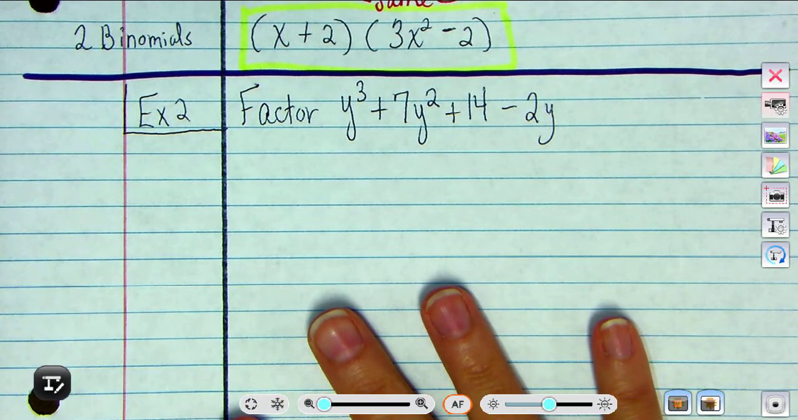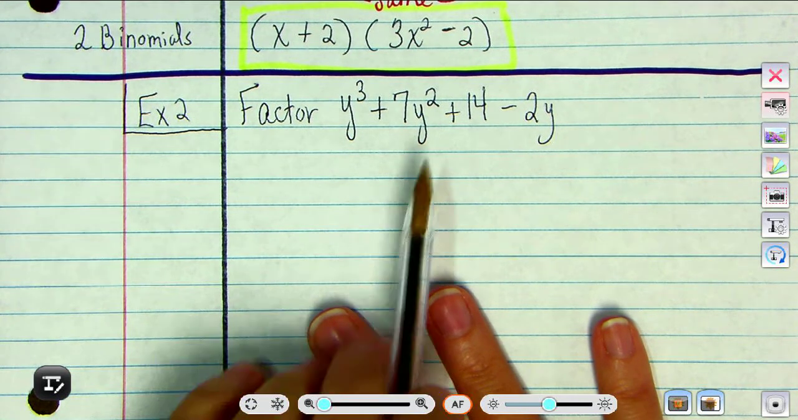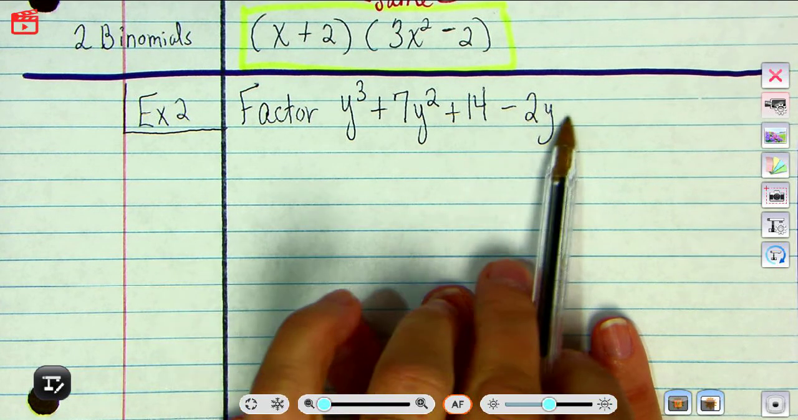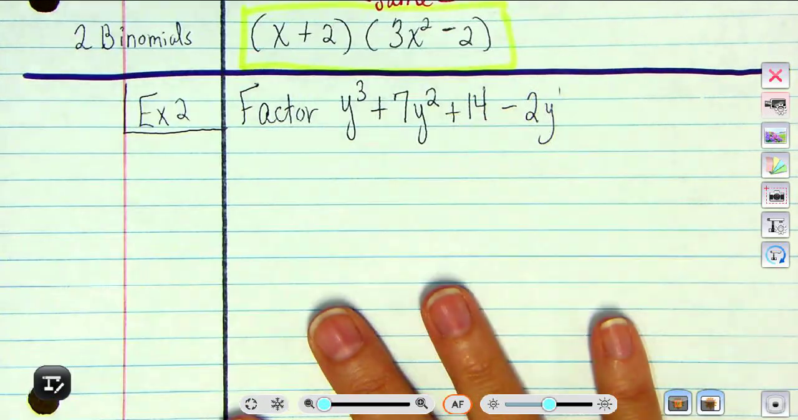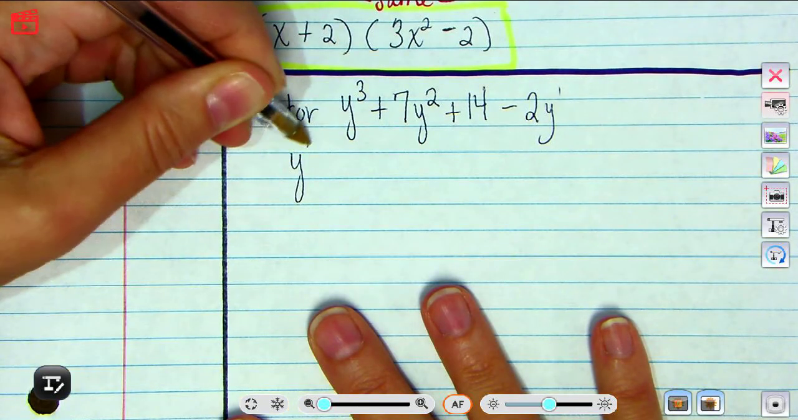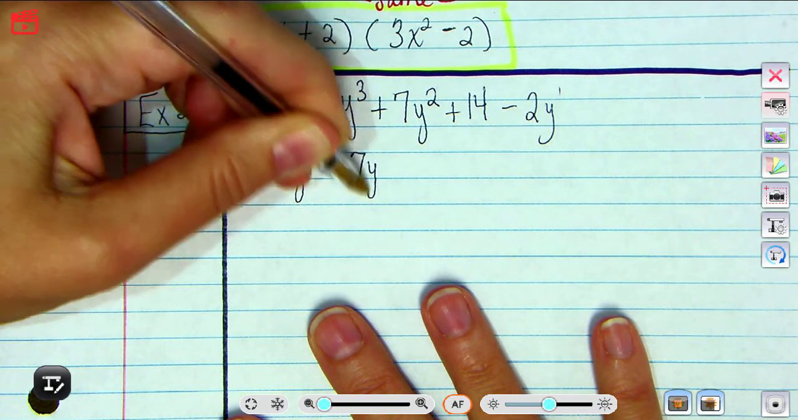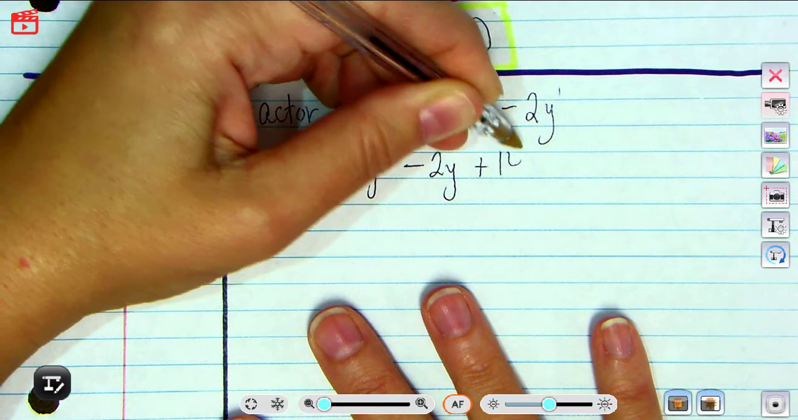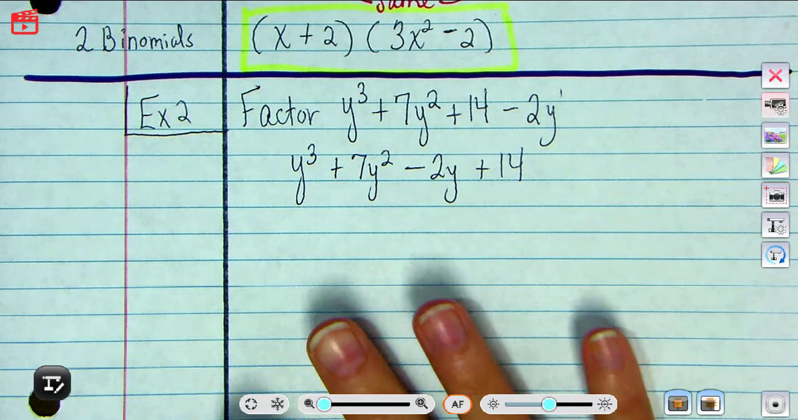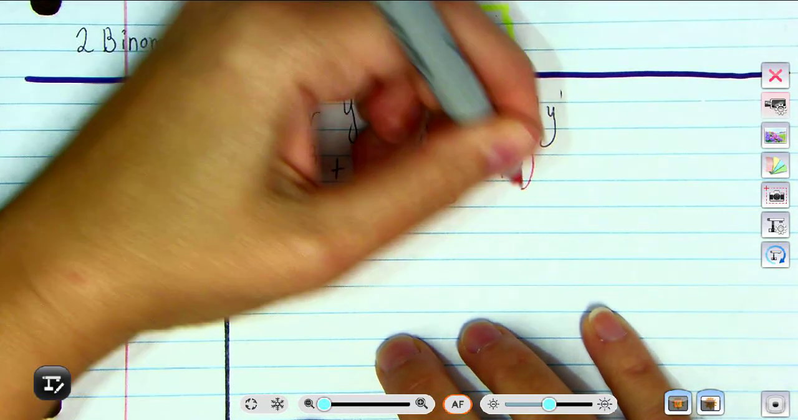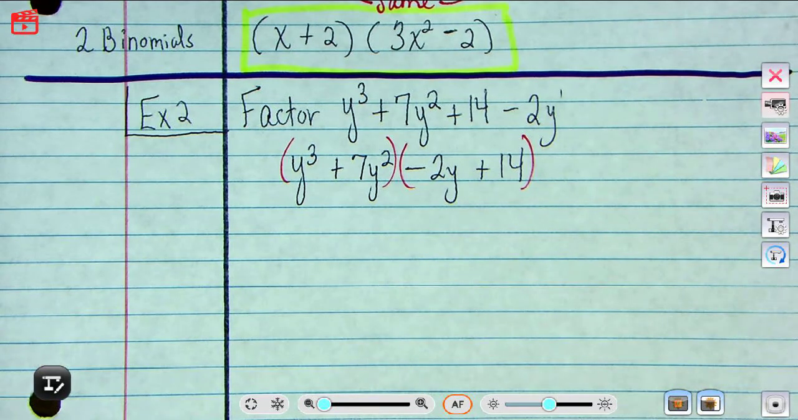First thing, this is not in standard form. Look at your exponents. 3, 2, there is no variable here. That's an exponent of 1. So we need to switch these last two terms, and we will have y to the third plus 7y squared minus 2y plus 14. Good. Get it into standard form first. Put parentheses around the first two, parentheses around the last two, and then factor out the greatest common factor.